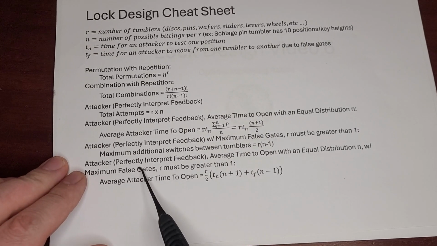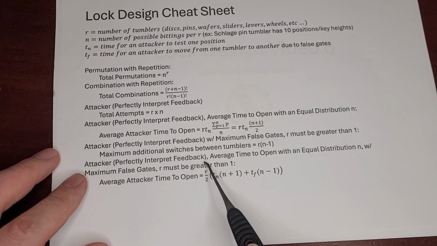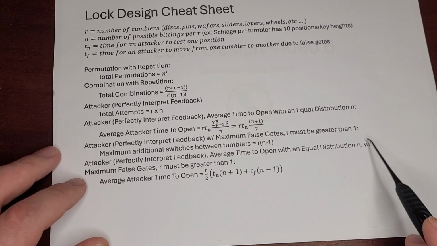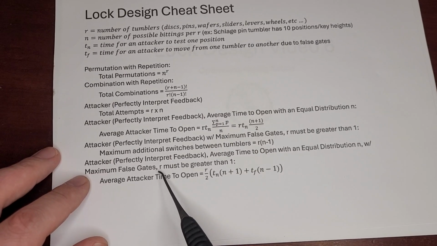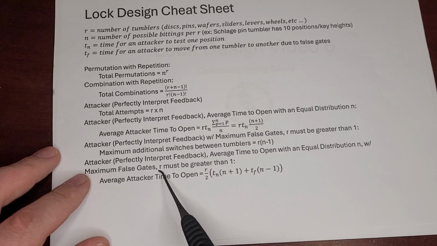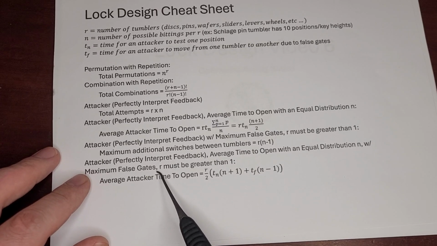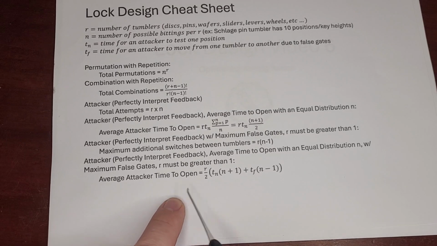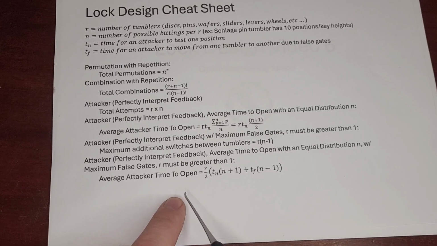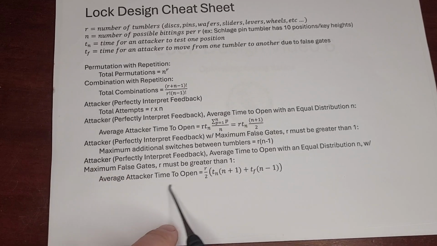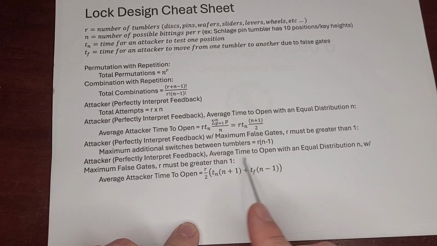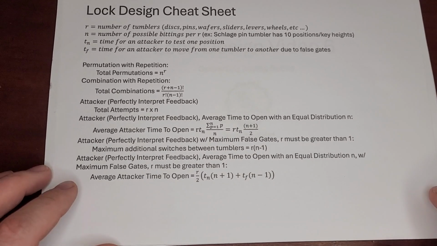This is saying an attacker perfectly interpreting the feedback, the average time to open a lock with equal distribution, so the same as this, but with maximum false gates. So this is saying every position that can have a false gate has one, and it's designed such that that false gate will lead you to another tumbler. Which is a big statement. That's a big assumption.